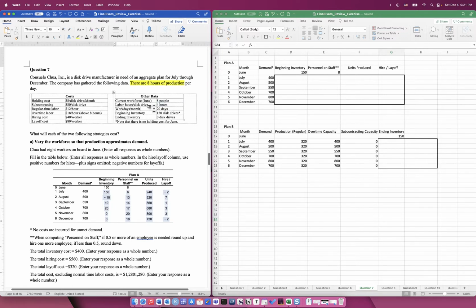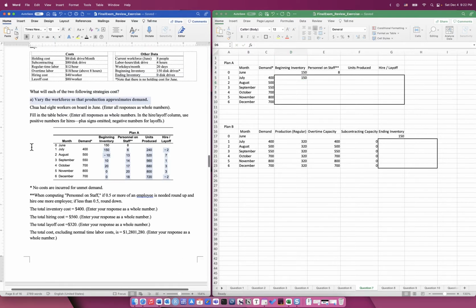In every month you have 20 work days, and you are beginning with 150 and ending inventory is 0 disk drives. This is a bit vague. I'm not sure whether this is telling us we should end this problem with 0 inventory. We'll see. So it looks like we have to begin with 150 here.